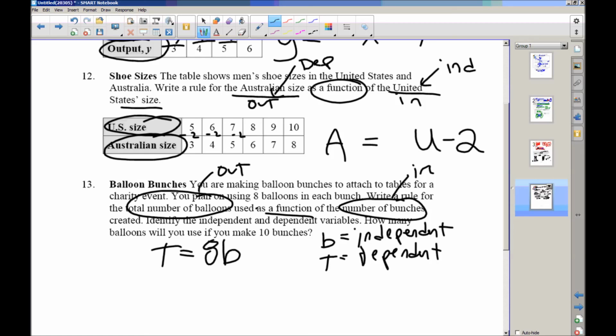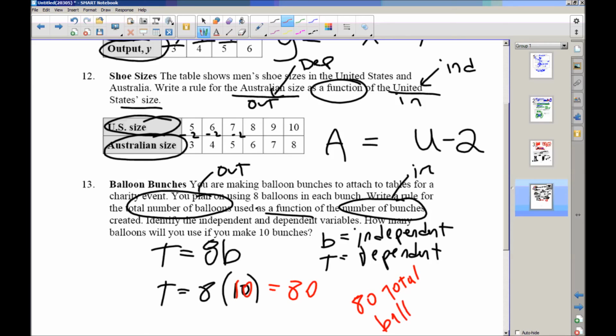And then we said use our rule to figure out how many balloons you will use if you make 10 bunches. So to use our rule for this, we replace B with 10, okay, and then we multiply it together. 10 times 8 will give us 80. So we replace B with 10 here, okay? So 80, I'm sorry, not 80 bunches, but 80 total balloons for 10 bunches.